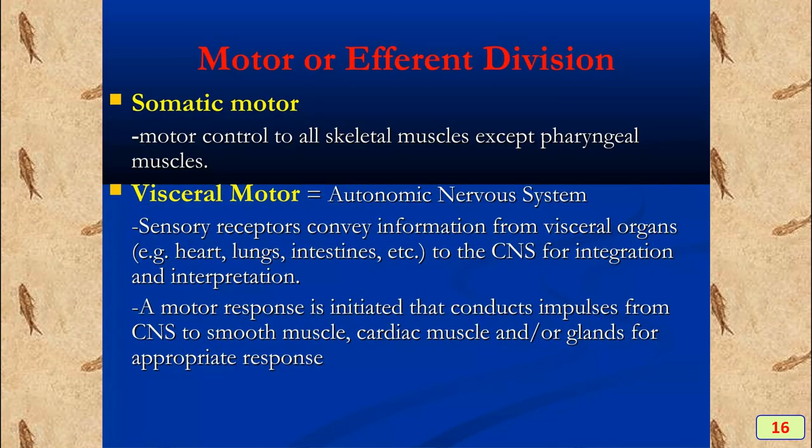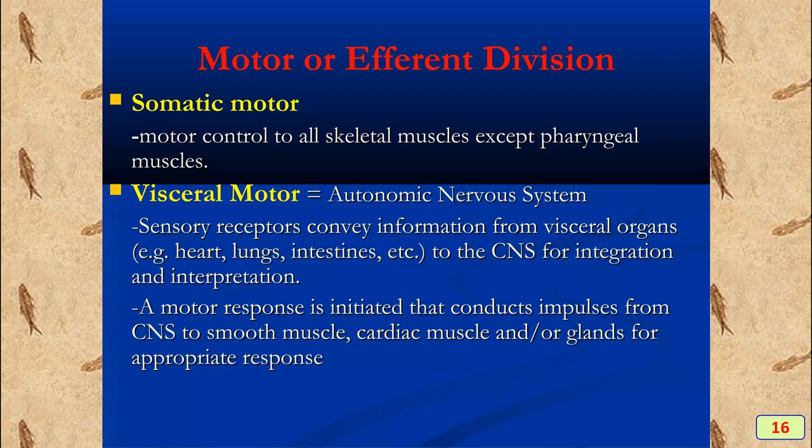So the motor or efferent division is totally under the control of the somatic motor or the skeletal muscles, except the pharyngeal muscles. Most of the time pharyngeal muscles cannot be exactly classified under the motor nerves or voluntary nerves. So, visceral motor nerves, the autonomic nervous system, and sensory receptors convey information from visceral organs.